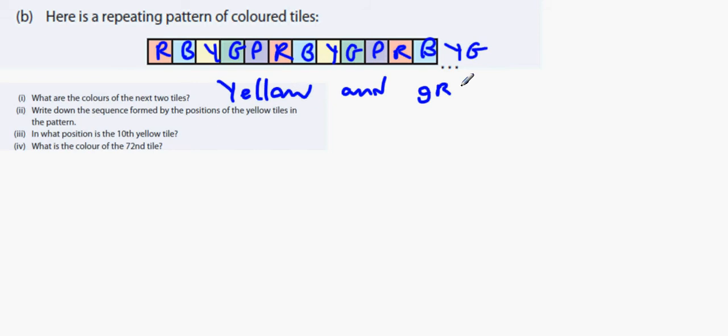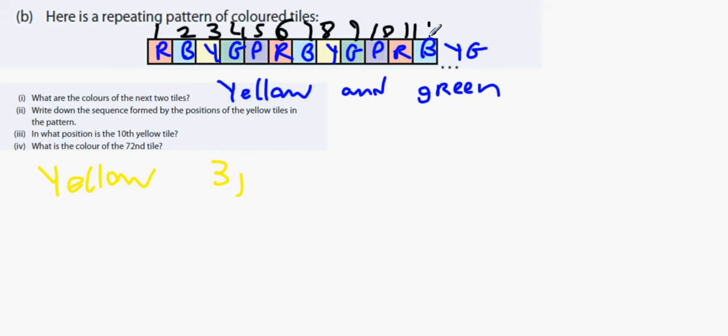Write down the sequence, and put the positions of the yellow tiles in the pattern. So the yellow tiles are going to be the third one. So just put numbers on these quickly: 1, 2, 3, 4, 5, 6, 7, 8, 9, 10, 11, 12. So the yellow tiles are going to be 3 and 8. There's a gap of 5 in between the 2 of these. This means that the next ones should be 13 and 18.